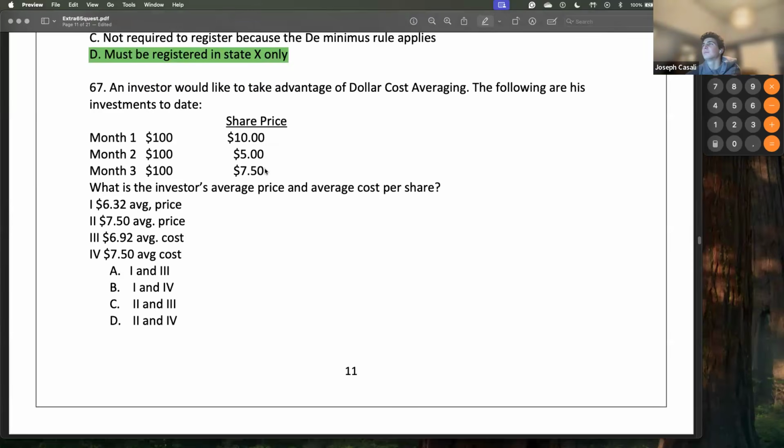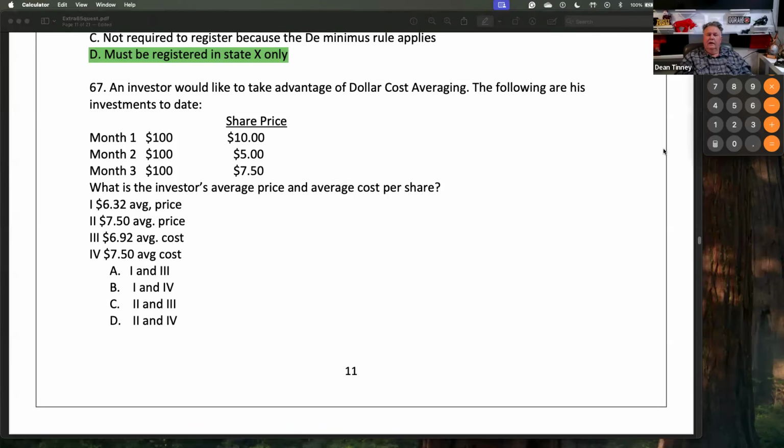Right? An investor would like to take advantage of dollar cost averaging. Very testable. What makes it work? Fixed dollars invested regularly. $100, $100, $100. What's the end result? You're going to have a lower average cost on the underlying shares. It doesn't guarantee a profit. So we're going to have to figure out what is the average price. By the way, I'm lazy. I just told you you're going to end up with a lower average cost, 692, than the average share price, 750.